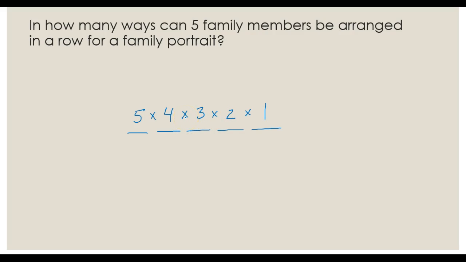Now, that is a probability deal, and that's actually, we learned this, that's 5 factorial. That's what it means. And so we can do that. Let's see, 20, 60, 120, so it ends up being 120 ways. So there's 120 different ways that we could arrange this family of 5 for a portrait.